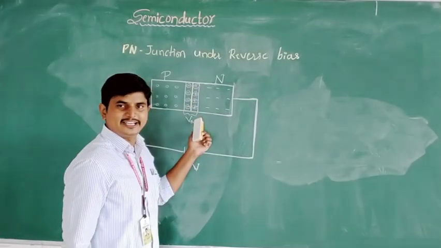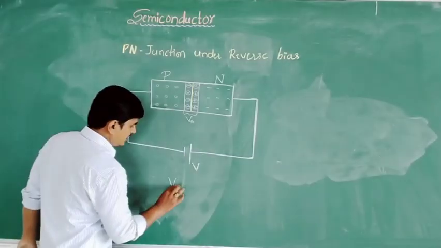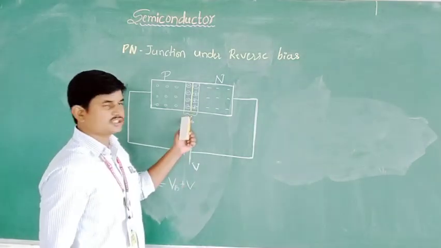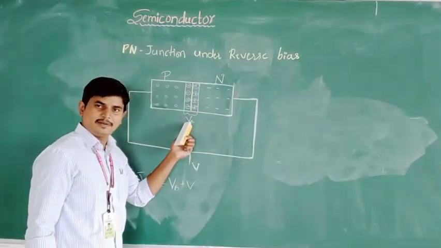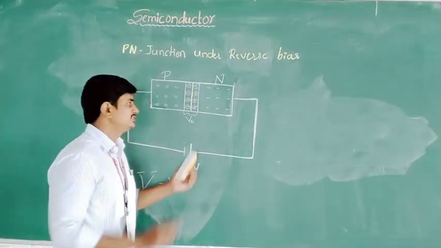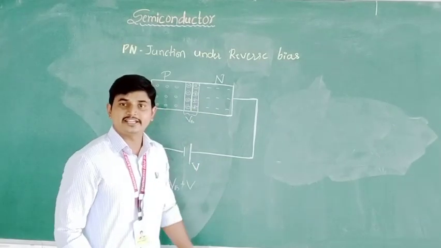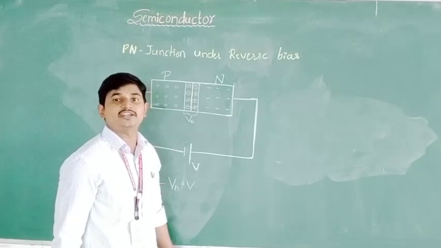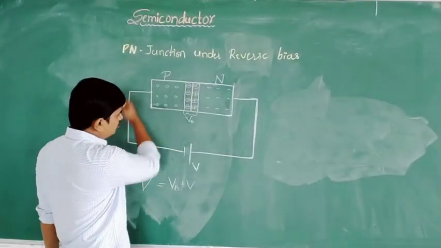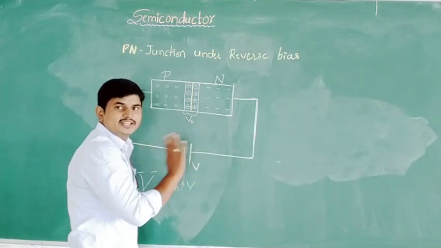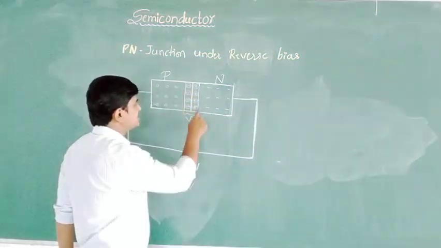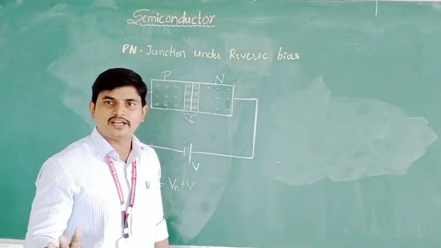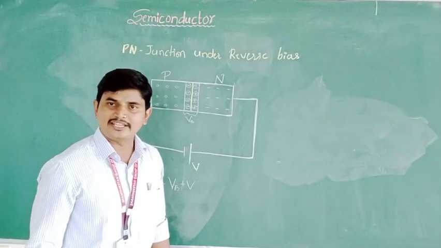As the barrier width increases, the barrier becomes VB plus V. The voltage becomes the already existing potential barrier plus the external voltage. Because of this, the barrier width increases. As the barrier width increases, there is no flow of majority charge carriers through this. See, these holes move towards this side and electrons move towards this side. There is no flow of electrons and holes through this junction. That's why in the reverse bias, there is no flow of current through the majority charge carriers.